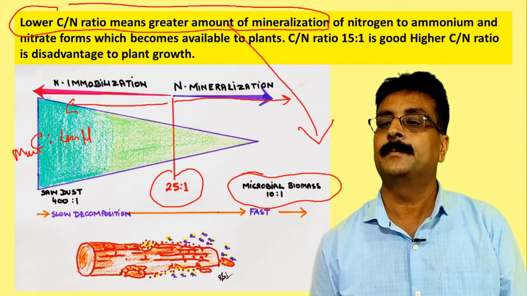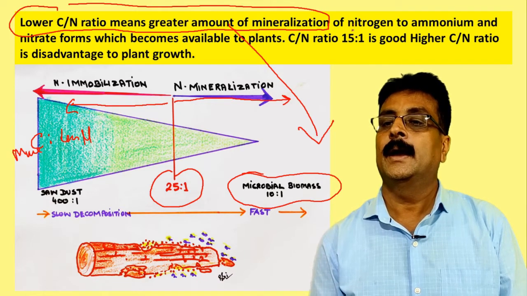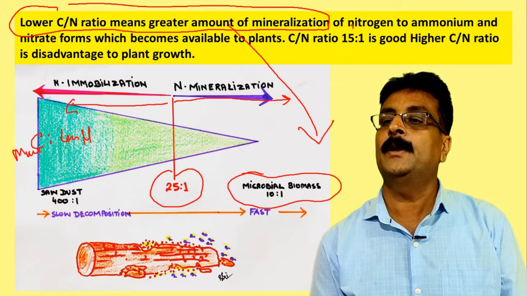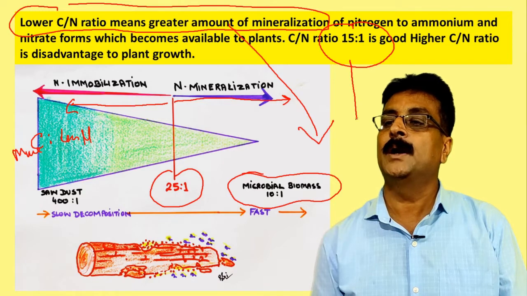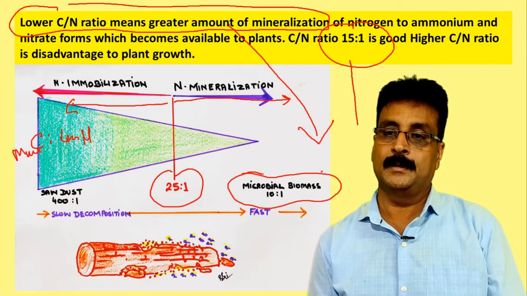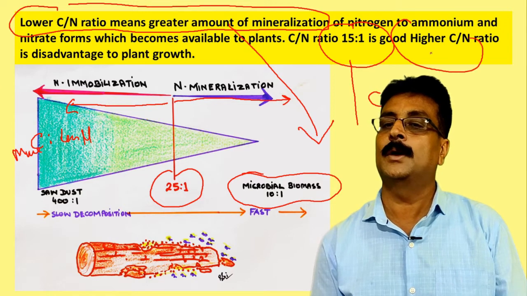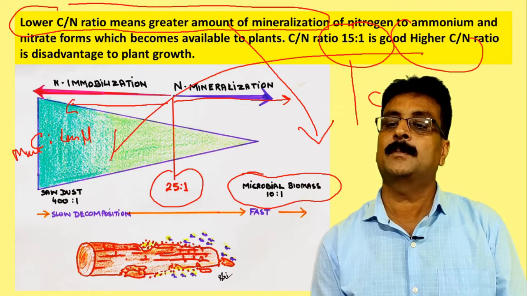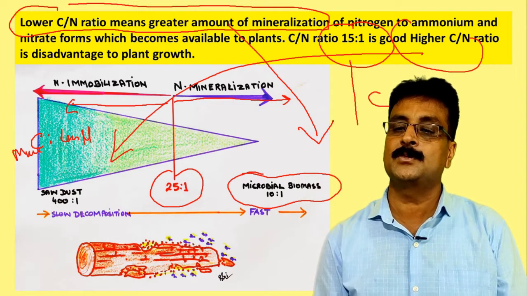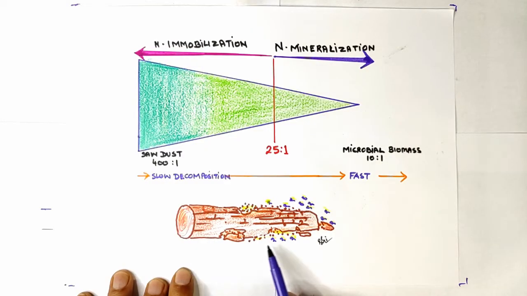This is the point. Okay. And 15:1 is assumed to be a good C:N ratio. But a higher C:N ratio is a disadvantage for plant growth, because see, let's assume the log is lying there. When the logs are lying there, a lot of cellulose is there.